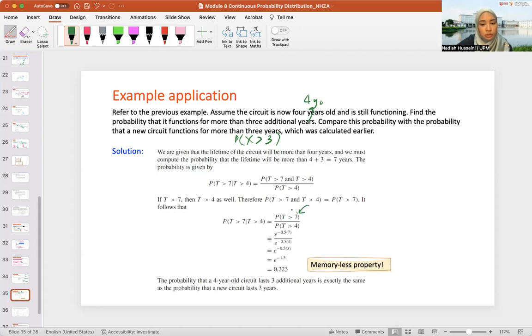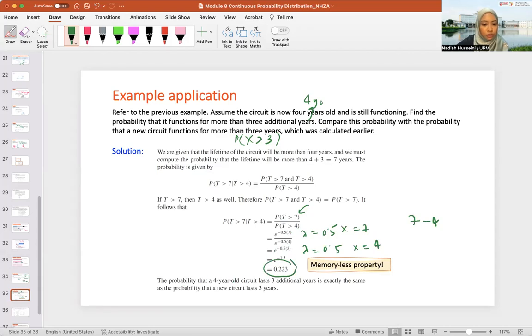It follows that we just substitute the exponential distribution for this and for this. This part, you have to revise the previous module. But we already have up until this: probability of T being greater than 7 divided by probability of T being greater than 4. So you divide these two together. Just substituting lambda as 0.5 and x as 7, and for this one lambda as 0.5 and x as 4. Sorry, this is not 3. Dividing these two would be just 7 minus 4, basically. So e to the power of minus 0.5 times 3, so you would get the same answer as before.